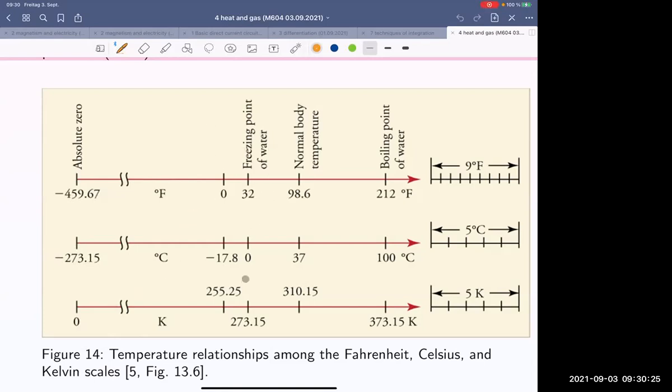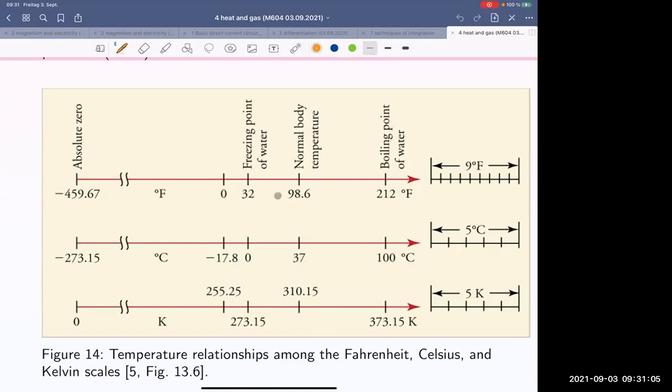Freezing point of water: 32 Fahrenheit, 0 degrees Celsius, 273.15 Kelvin. Normal body temperature, 37 Celsius, on the Kelvin scale is 310.15, but you cannot say this number to the department store. People cannot relate to that, so we use the normal 37 degrees Celsius when we talk to each other.